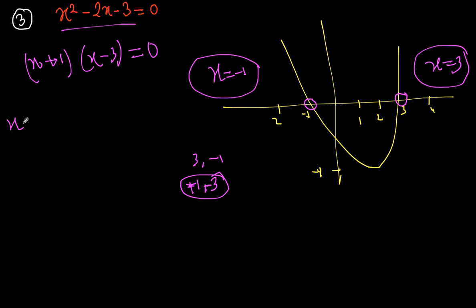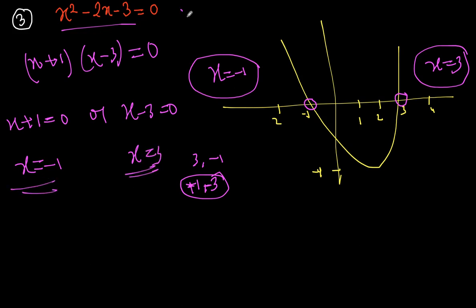So I can write x plus 1 and x minus 3 as the factors of this quadratic equation. So either x plus 1 should be 0 or x minus 3 should be 0. If I solve this, you will get x equal to minus 1 and x equal to 3. The same answer we have got here. This question was easy, that's why I have used the factorization method. Mainly for this question we are talking about the graphical method.